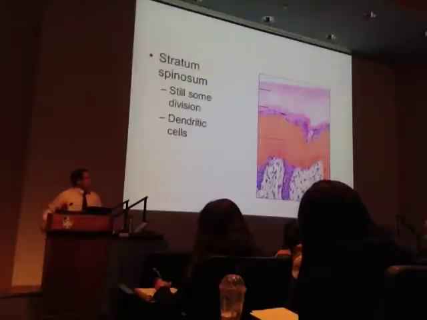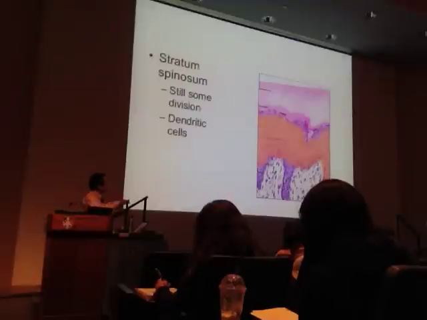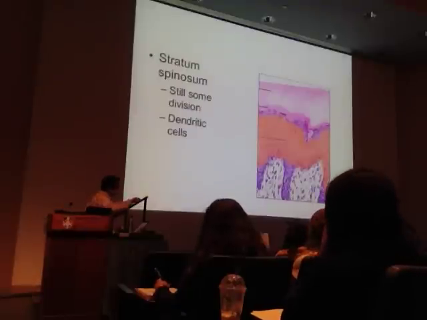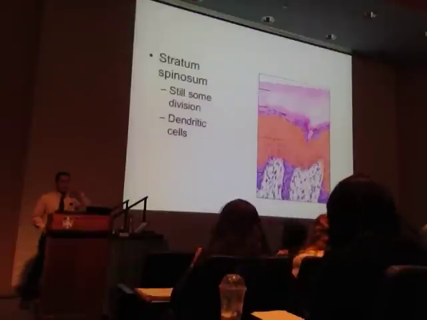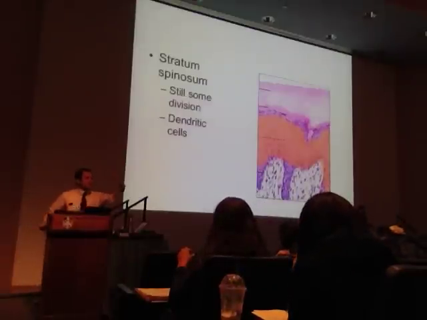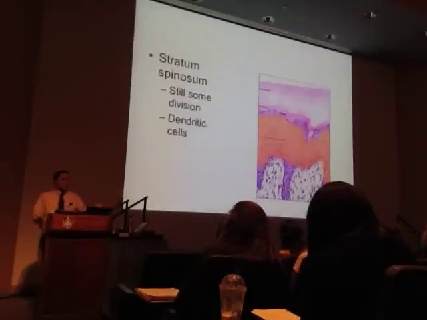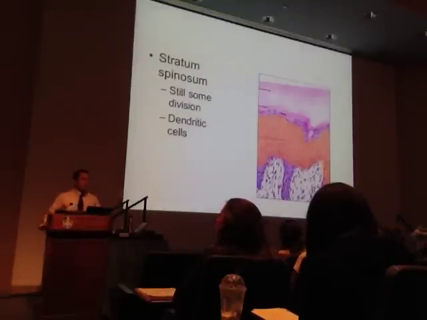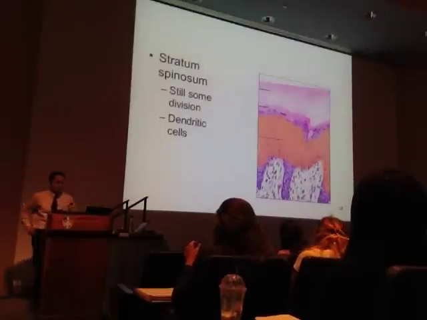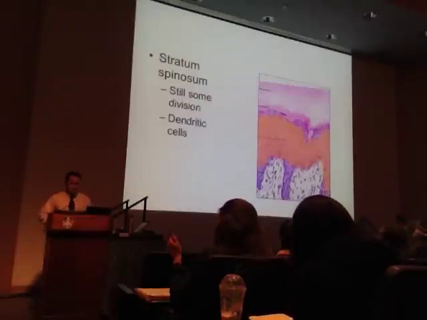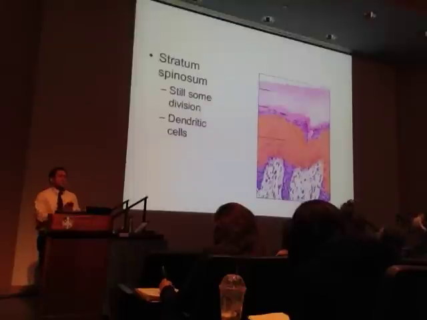Okay? The stratum spinosum, you still have some division. This one's pseudo-colored orange. So down here is our stratum basale. The orange coloration is the stratum spinosum, the next superficial layer. Still some cellular division and some turnover, but it's starting to slow down. It slows down as it moves up, or superficially. You see in this layer what we call dendritic cells. The dendritic cells are immune cells.